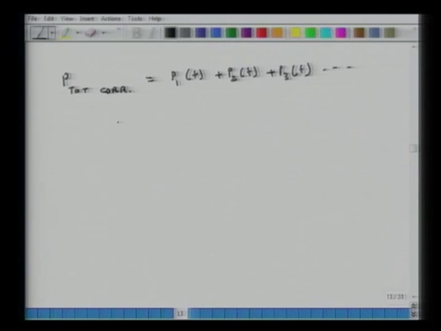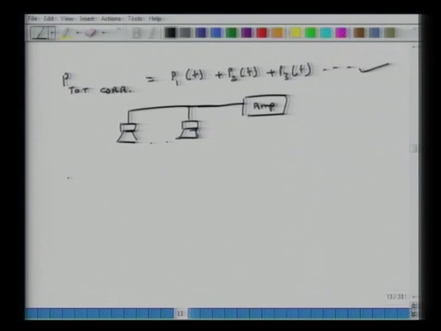A good example of this could be, I have one speaker, I have another speaker, and both are having the same frequency response curves and they are being fed the same signal from the same amplifier, and also the distance between these two is not significantly large in the context of the wavelengths which these speakers are generating. Then I can use this relation to add up the pressures.